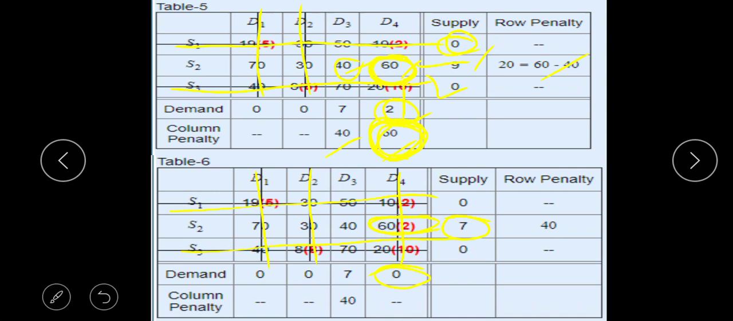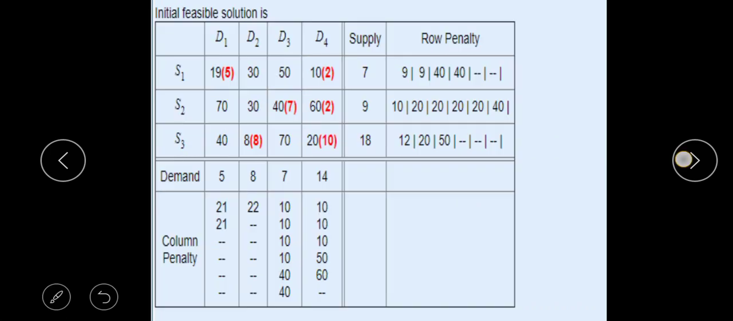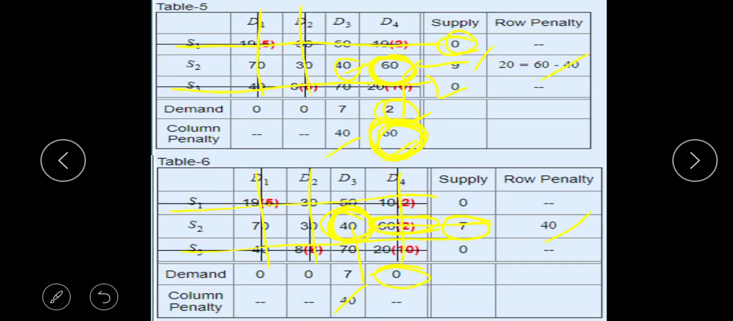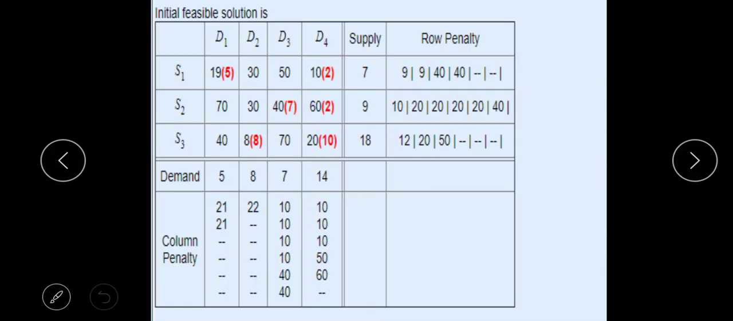Now what is remaining? Only S2. So 40 penalty, and in case of D3, 40 penalty is remaining. So compare the supply 7 units, demand is also 7 units. So we can allocate 7 units here. So demand becomes 0 and supply also becomes 0. So by this we have completed allocating. So this is the final initial solution that we get by solving the transportation problem under Vogel's approximation method.